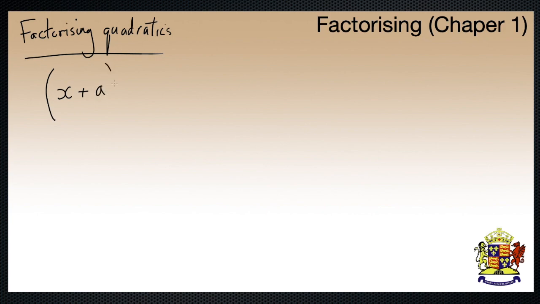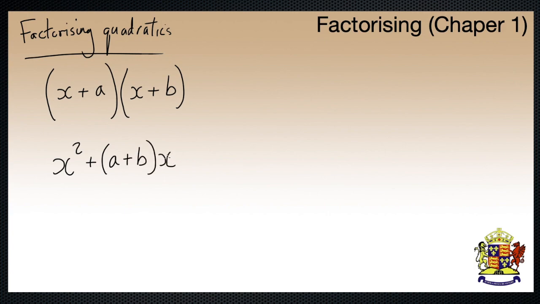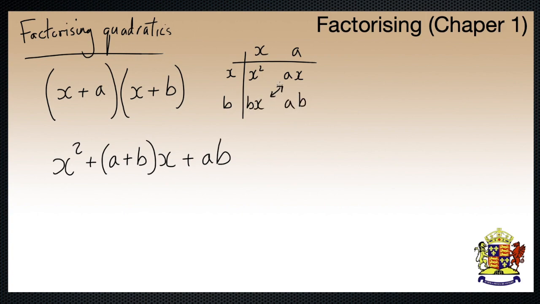So if I start with x plus a as one binomial times x plus b, and we expand this using whatever method we want, whether it's box or grouping, we end up with x squared plus (a plus b) times x plus at the end ab. Now, just to show that this is what you get, I will just do it very quickly. x squared, ax, bx, ab, and all I've done here with the ax plus bx is factorised. I've factorised an x out. Okay, so as you can see, I've used this skill that we're learning in order to do the skill that we're learning.